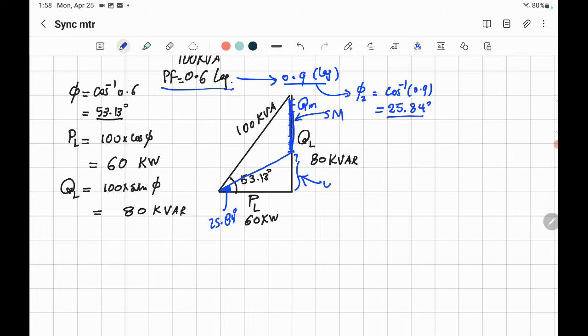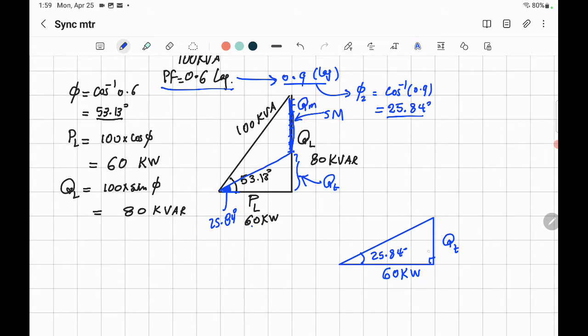That's the new one, the total after the improvement. Can you get it? Yes. Because remember, the power stayed the same. PL is equal to 60 kilowatt, the same. So the resultant power triangle after improving the power factor, I'll make it separate here. You get the same power, 60 kilowatt. And that's the new one, call it QT total. And you got the new power factor and the new angle was 25.84.